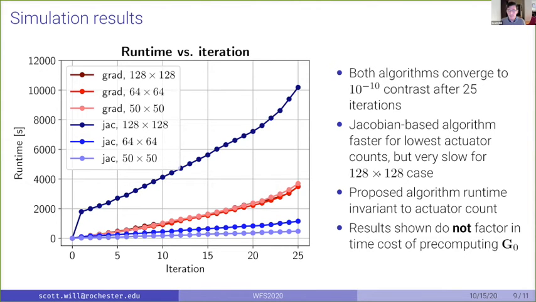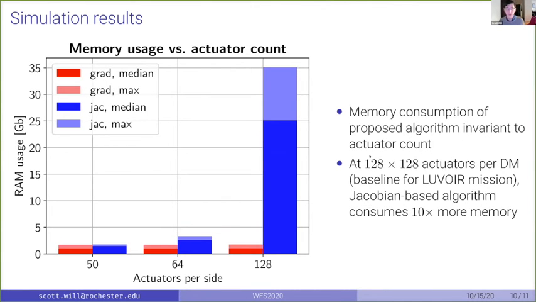So what we're seeing here is that for the lowest actuator counts, the Jacobian-based algorithm is a bit faster in runtime because we have an optimal analytic expression for the actuator commands. But it's very, very slow when the number of actuators goes up to 128 by 128, whereas the proposed algorithm's runtime is pretty much invariant to the number of actuators. Now, this does not factor in the time cost of pre-computing the Jacobian matrix for this Jacobian-based algorithm. So I'm just going to move on here to the memory usage, which is also very important.